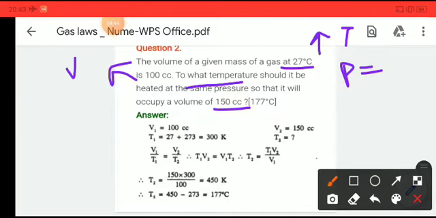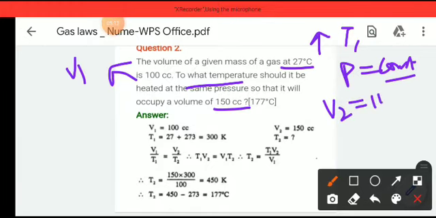When you do a numerical, please read it twice. So I am reading it twice. The volume of a given mass of a gas at 27 degrees Celsius is 100 cc. So that will be T1 and that will be V1. The next line says, to what temperature should it be heated at the same pressure, as the pressure is constant, so that it will occupy a volume of 150 cc. So V2 is 150 cc.